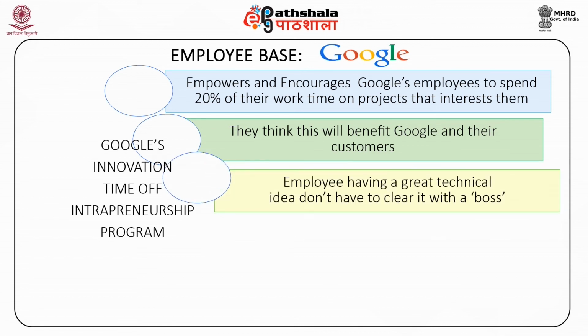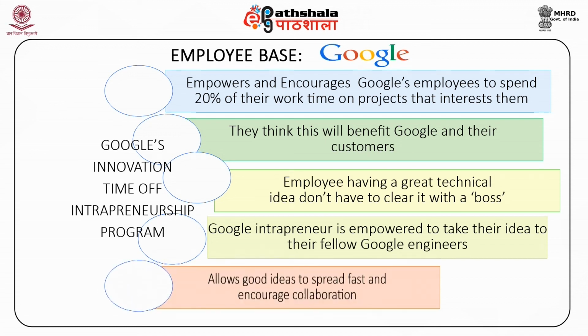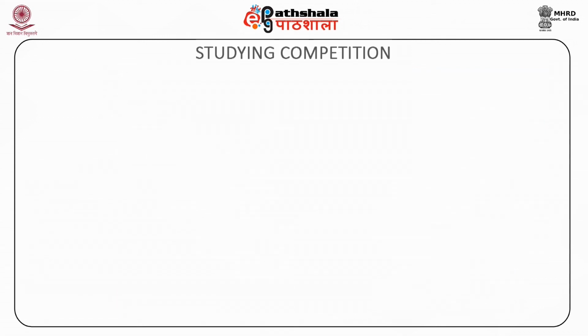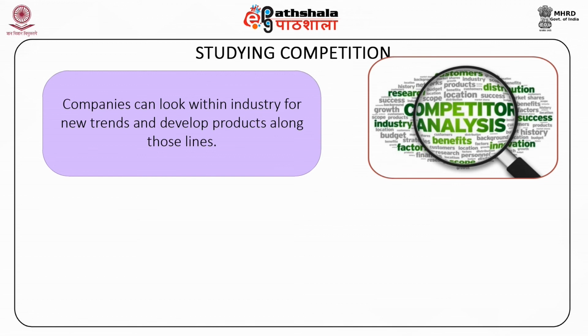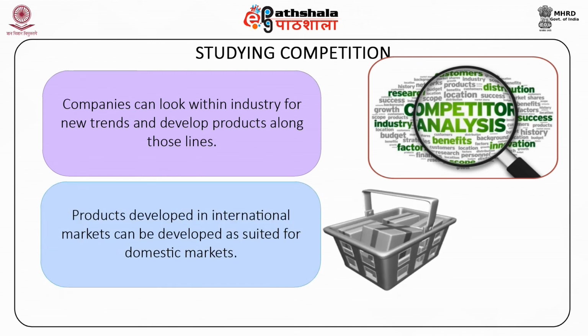If an employee has a great technical idea, they don't have to clear it with a boss. Instead, a Google entrepreneur is empowered to take their idea to their fellow Google engineers. This program allows good ideas to spread fast and encourages collaboration. Studying competition is one of the effective ways to generate ideas. Companies can look within their industry for new trends and develop products along these lines. Similarly, products successful in international markets can be developed as suited for domestic markets.